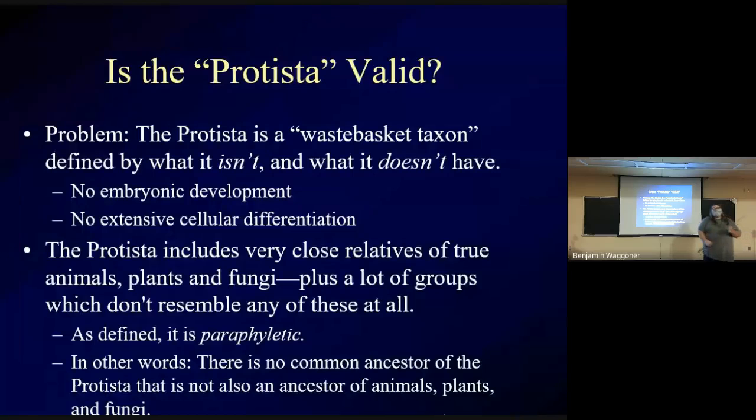Well, I want to protist this scheme, maybe wave a protist sign, because the protista is a wastebasket. The protista is where you throw everything that isn't an animal, plant, or fungus, or every eukaryote that isn't. The defining characters of the protista are that it doesn't undergo extensive embryonic development, and there's not extensive cellular differentiation. You're grouping these critters together based on what they aren't, rather than what they are.